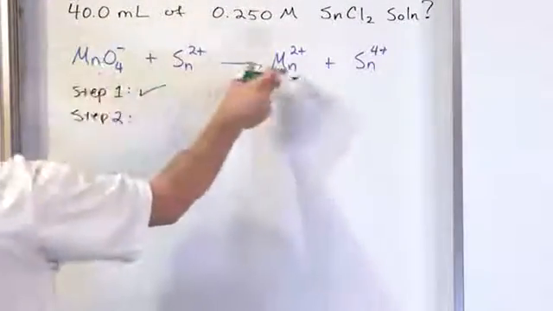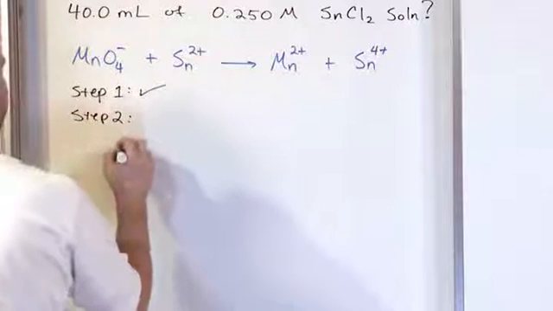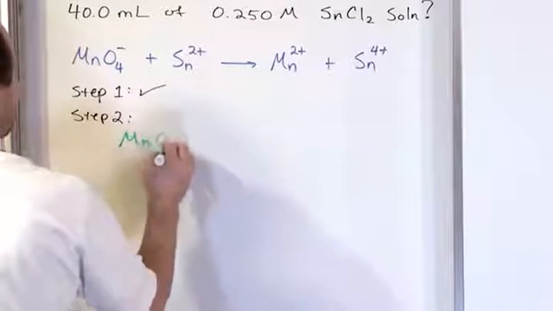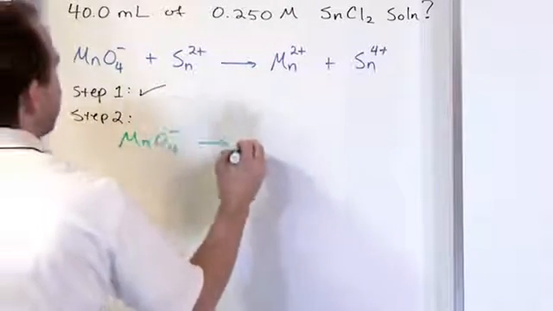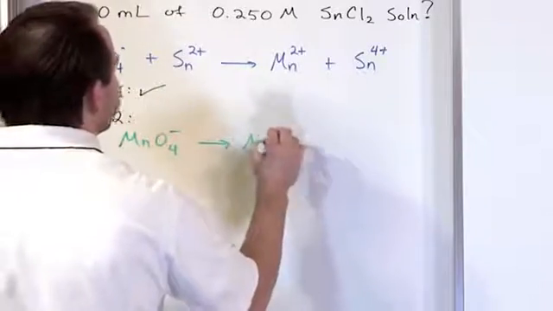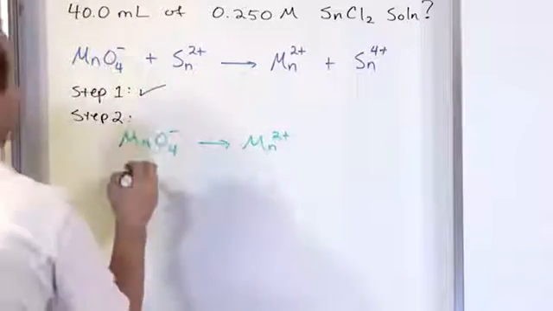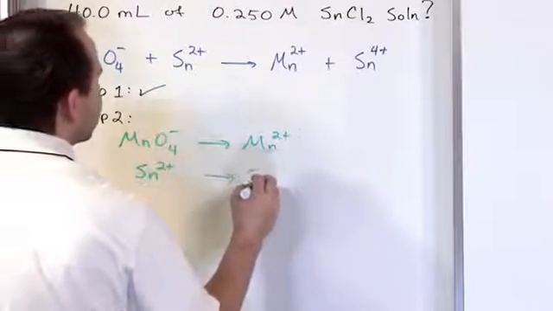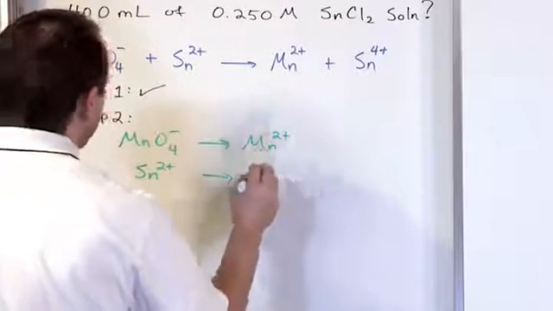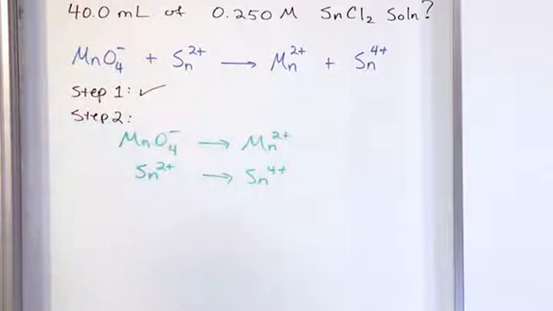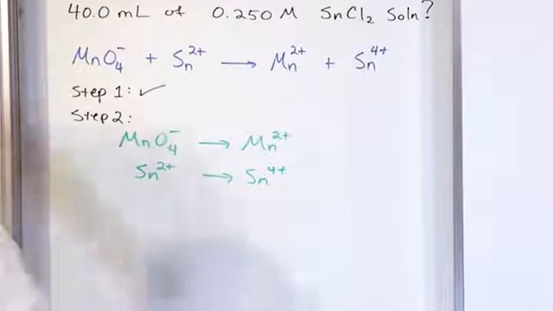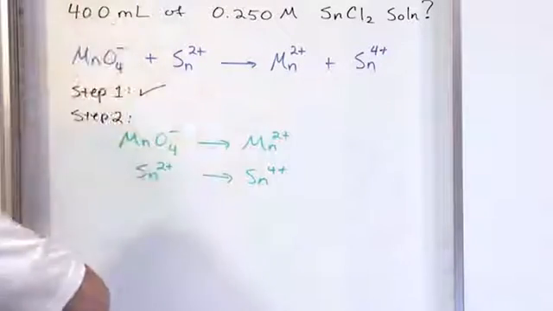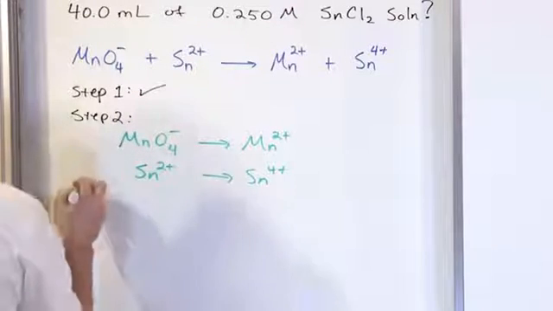Now this manganese is going to go with this, so what we're going to have is MnO4, charge of -1, going to Mn2+, right? And then the second half reaction is this tin ion with a charge of +2, giving us a tin ion with a charge of +4. So that's all we did, is write down what goes with what. We're not balancing anything yet.